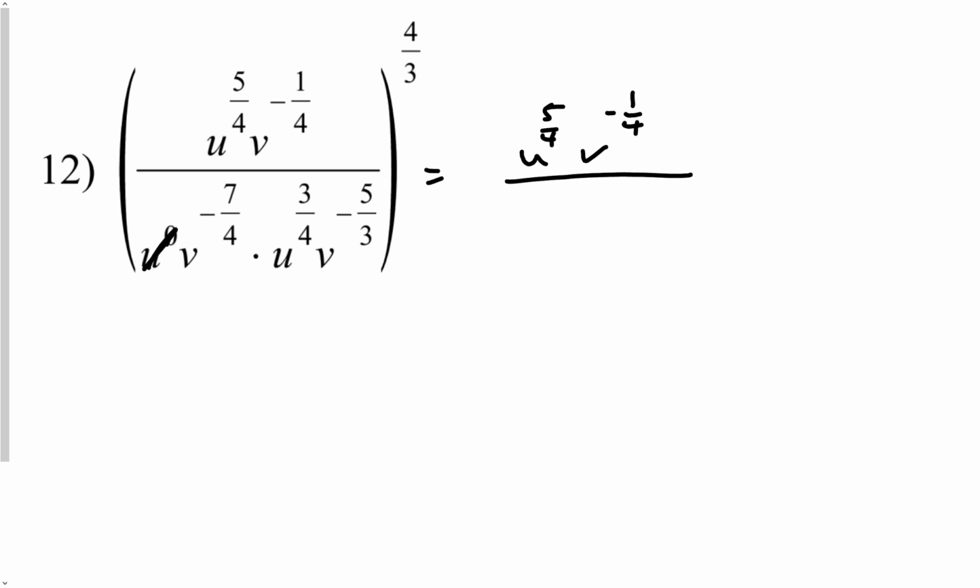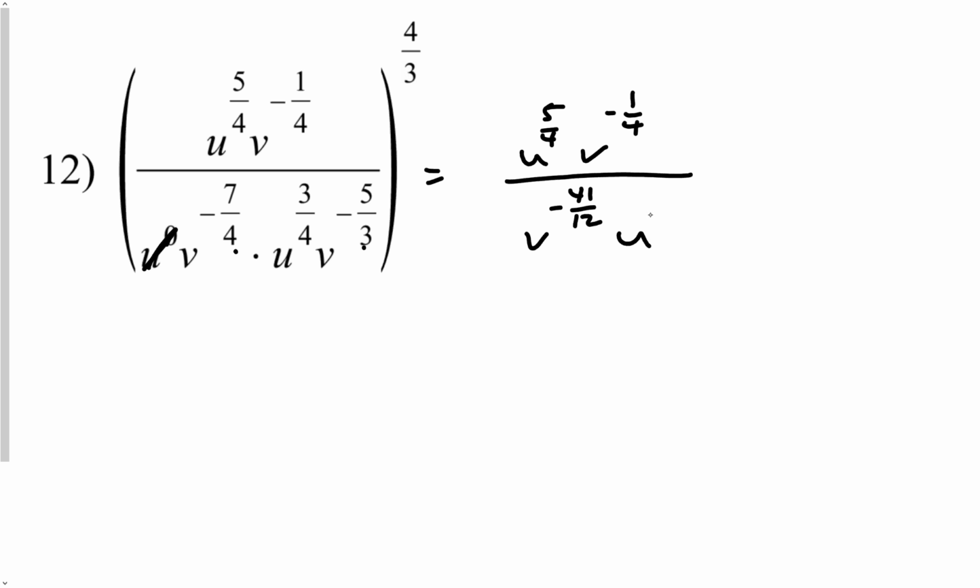Let's leave that there for a second. Let's just put the v's on the bottom together and see where we are. So we have 7 over 4 and the 5 over 3 to give me 41 over 12. So that would be v to the negative 41 over 12, right? I just added these two together, common denominator 12.